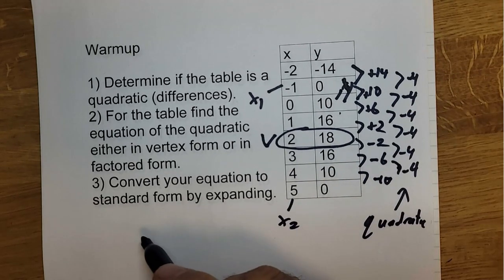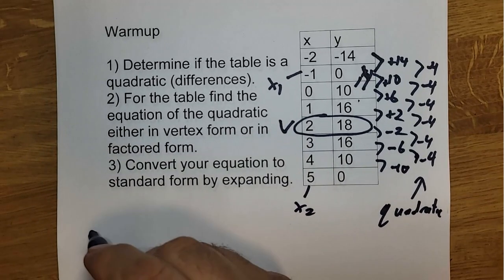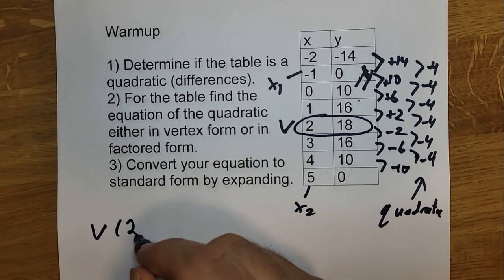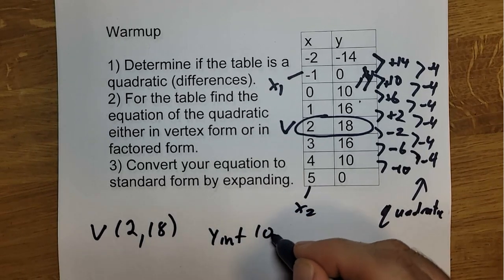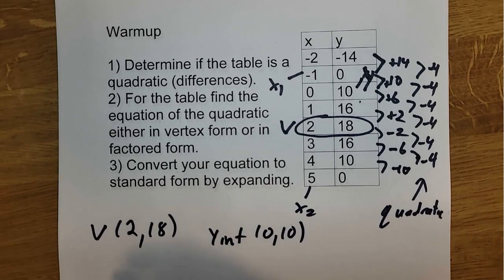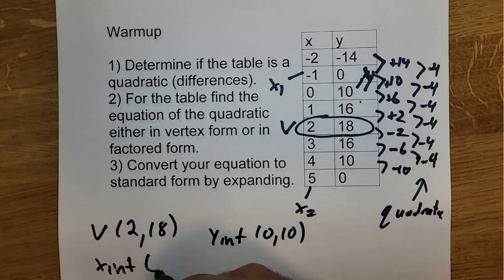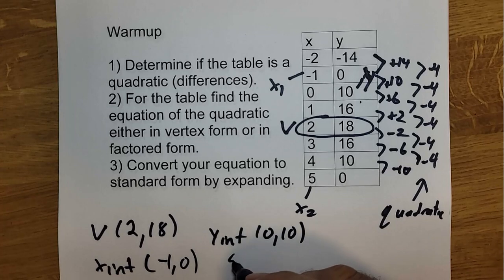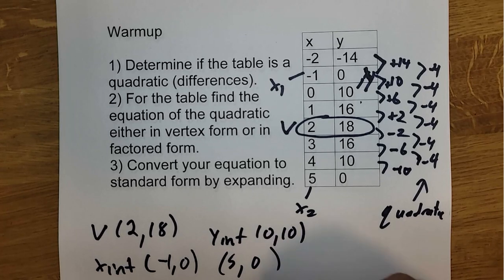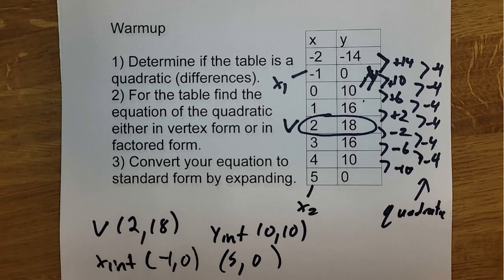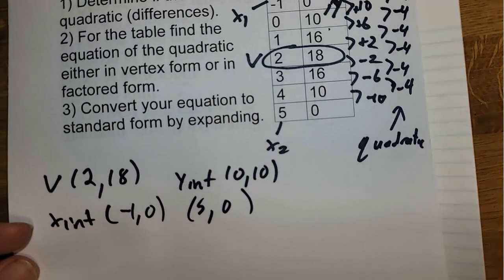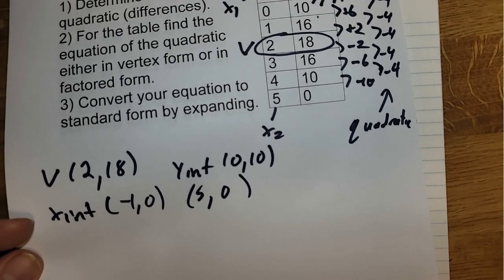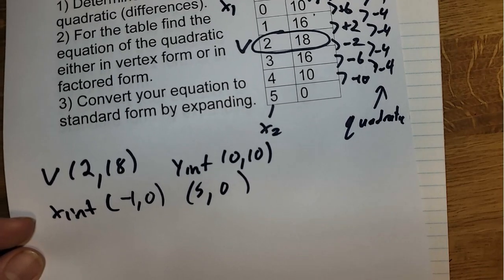So we have a few points, and I'll just jot them down here. We have the vertex, 2, 18. We do have the y-intercept, which is 0, 10. We have the two x-intercepts, and that's negative 1, 0, and 5, 0. So we've got our two x-intercepts. Now, from there, I'm going to go onto a piece of lined paper, and from there, we're going to find the quadratic.